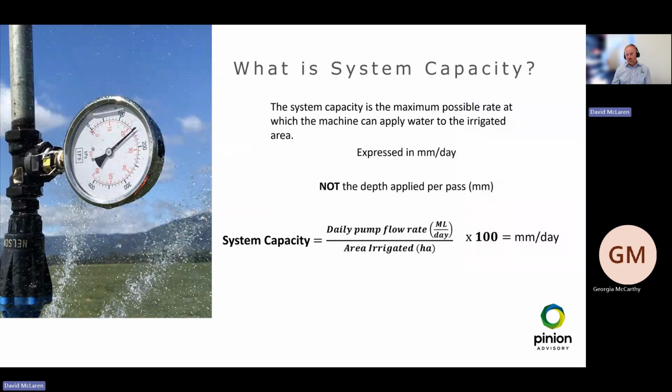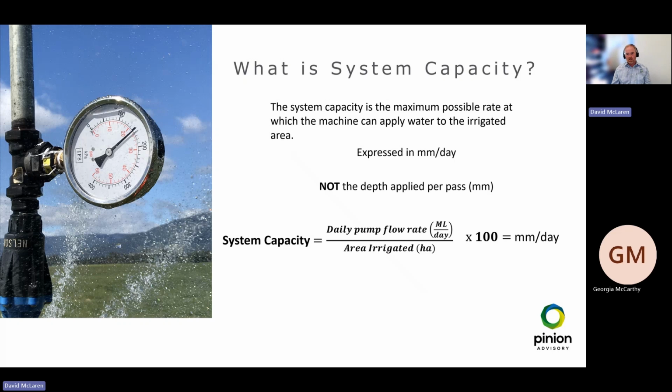So system capacity, what is it? Often a question is asked, what is it? So let's just define what we mean when we're talking about system capacity. The system capacity is the maximum possible rate at which a machine can apply water to the irrigated area. It's expressed in millimetres a day. It's not to be confused with the depth applied per pass. So someone might say, oh, I just did an application and put on 6 mils. Well, we're talking about millimetres a day.